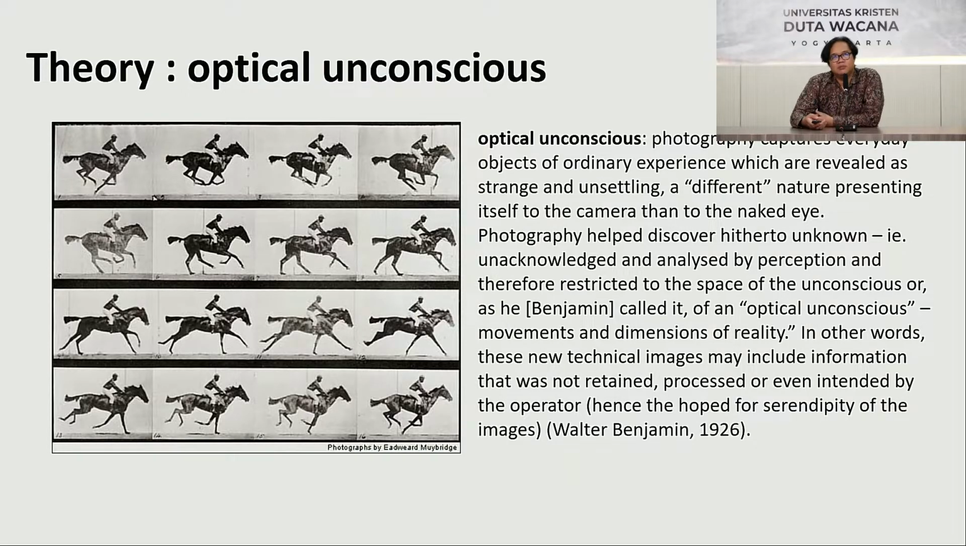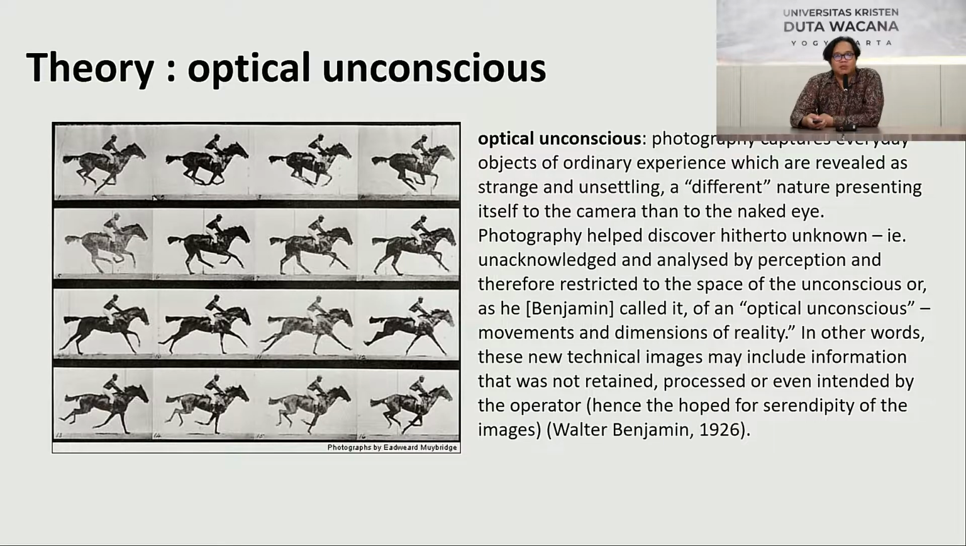There are some theories that can be built up through these approaches. The first one is the theory called optical unconscious. Optical unconscious means photography captures everyday objects of ordinary experience which are revealed as strange and unsettling, a different nature presenting itself to the camera than to the naked eye. Photography helps discover hitherto unknown aspects, unanalyzed by perception, and therefore restricted to the space of an unconscious, or as Walter Benjamin called it, an optical unconscious.